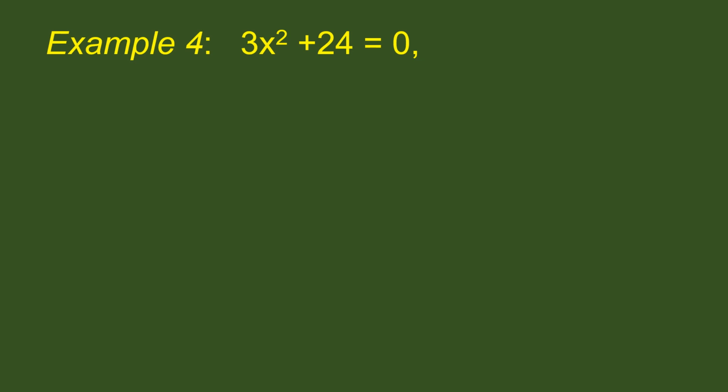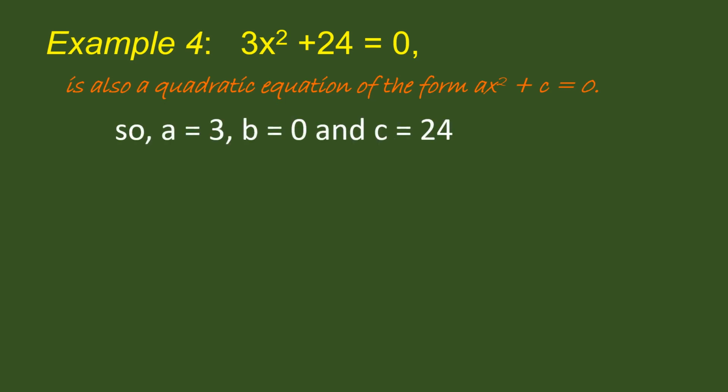Example 4. 3x squared plus 24 equal to 0. It is also a quadratic equation of the form ax squared plus c equal to 0. So, a is equal to 3, b is 0, and c is equal to 24.